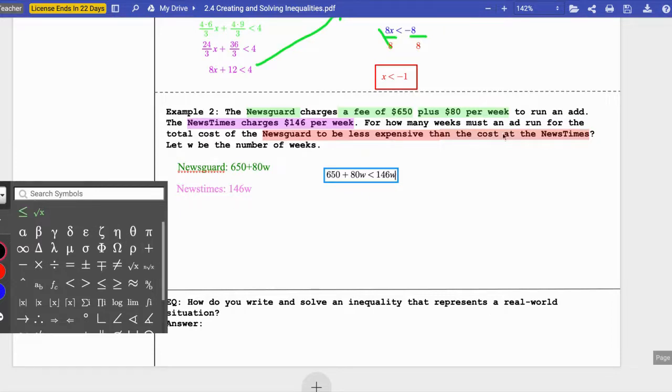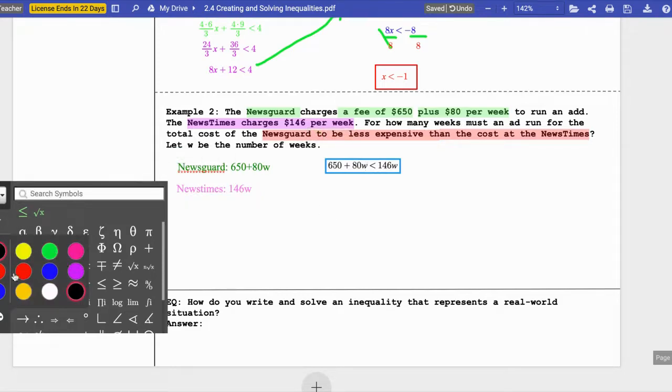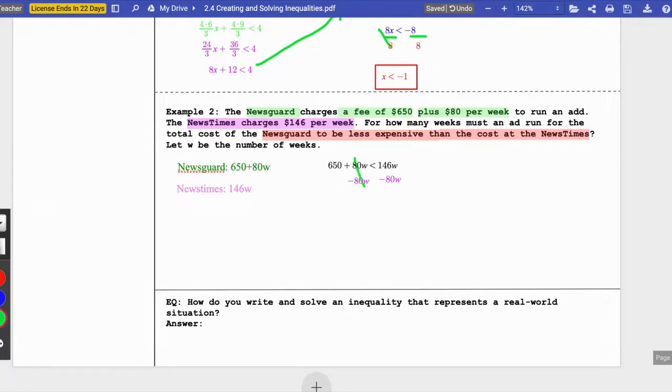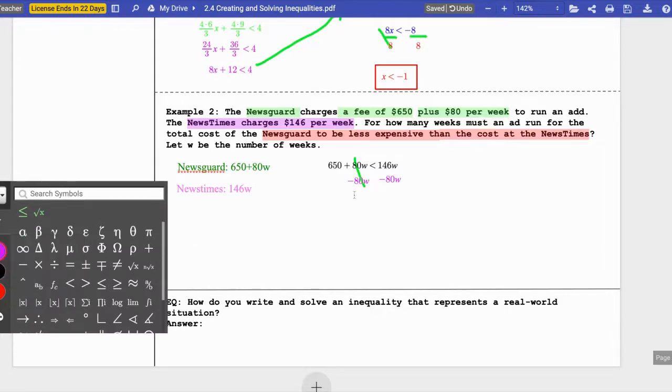Just like last time, I need to get my variables on the same side because I've got variables on both sides. So I'm going to start by subtracting 80W from both sides. Just a side note, the reason why we didn't choose the less than or equal to sign is because we just want to know when it's less expensive, not when they are the same. All right, so when I subtract the 80W, I'm going to have 650 is less than 146 minus 80, which is 66, so 66W.